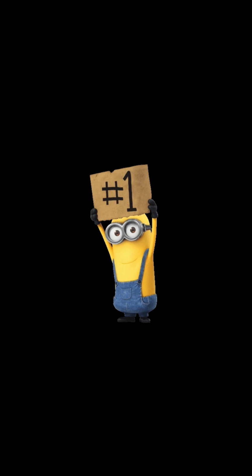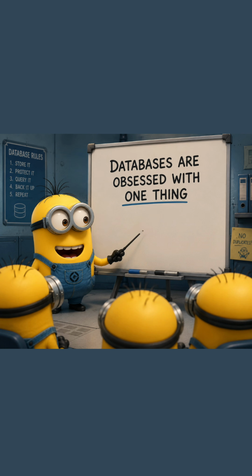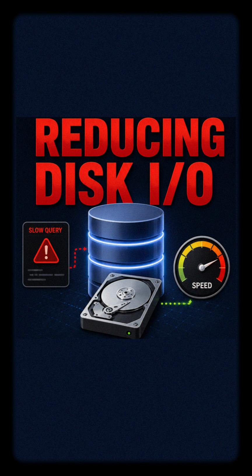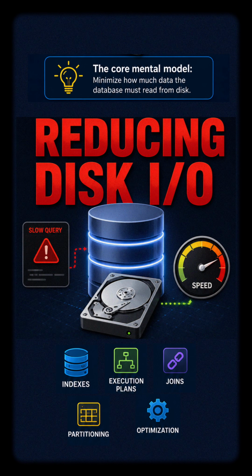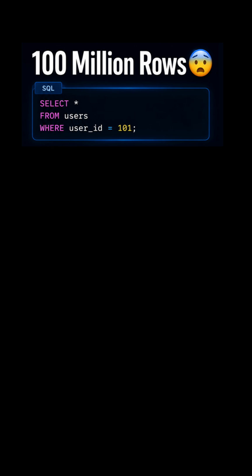Indexes and query optimization. This might be the single most important database concept you will ever learn. Databases are obsessed with one thing: reducing disk reads. Everything like indexes, execution plans, joins, partitioning, and optimization ultimately tries to reduce how much data the database must read from a disk. The real problem: imagine a users table with 100 million rows.